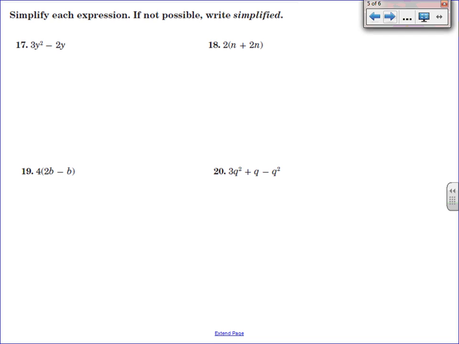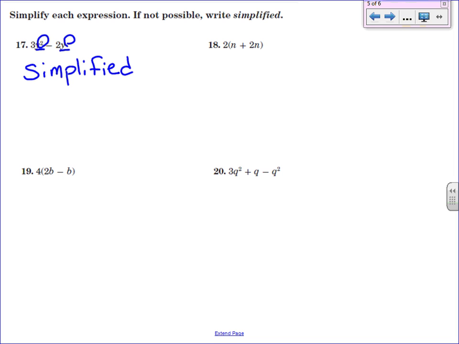In number 17, we have y squared and y without a squared. So these are not like terms. They can't be combined. So we say simplified.